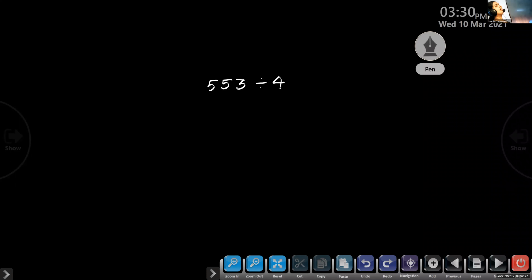553 divided by 4. In this question, which is the dividend? 553. Very good. 553 is the dividend. And which is the divisor? 4 is the divisor. So all of you, when you divide, multiplication table of which number you have to write? 4. So all of you start doing. First, take the first digit, leftmost digit 5, to divide.